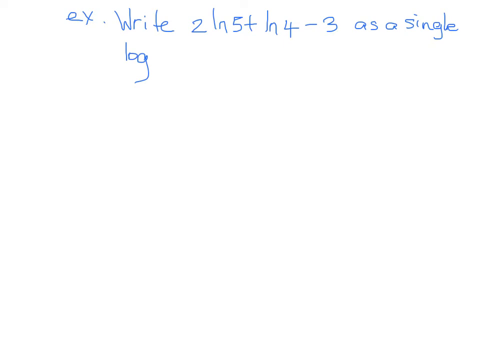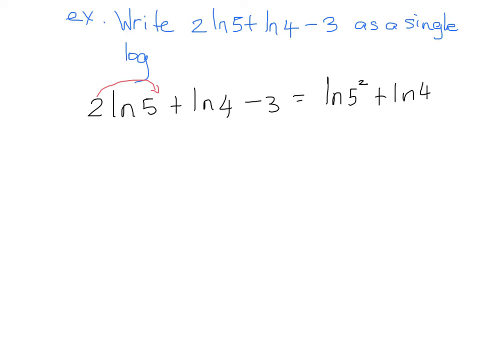Here we have an expanded log, and we want to get it as a single log. Let's rewrite this first: 2 ln 5 plus ln 4 minus 3. The first thing I want to do to get this into a single log is, according to our third law of logs, take this and change it into an exponent. So this is equal to ln 5 squared plus ln 4 minus 3.